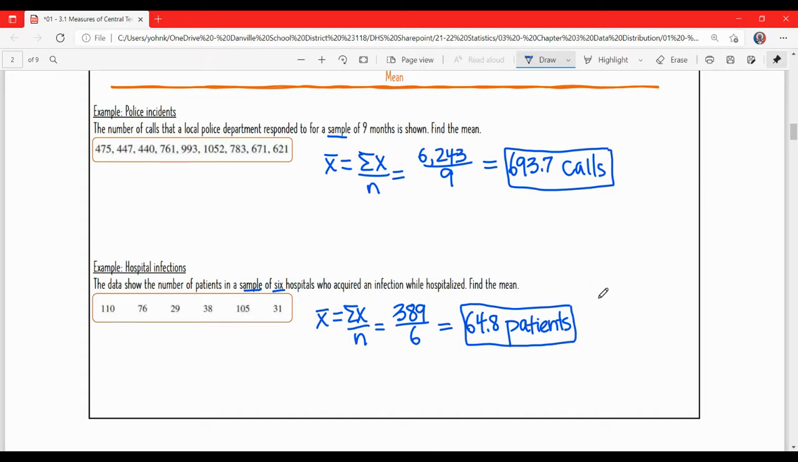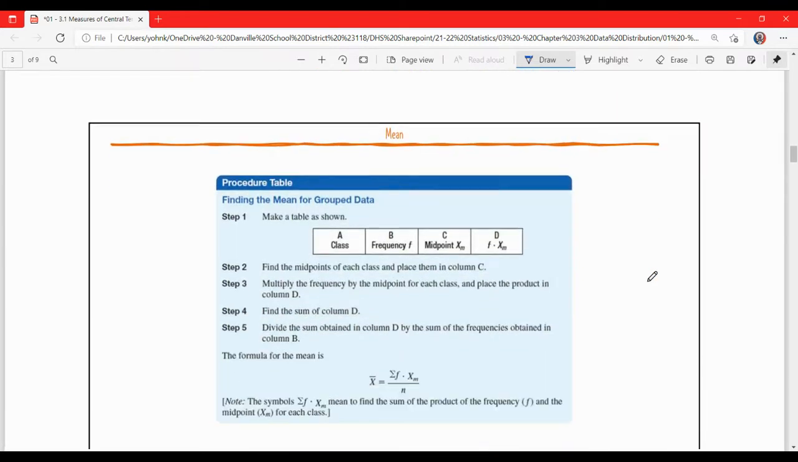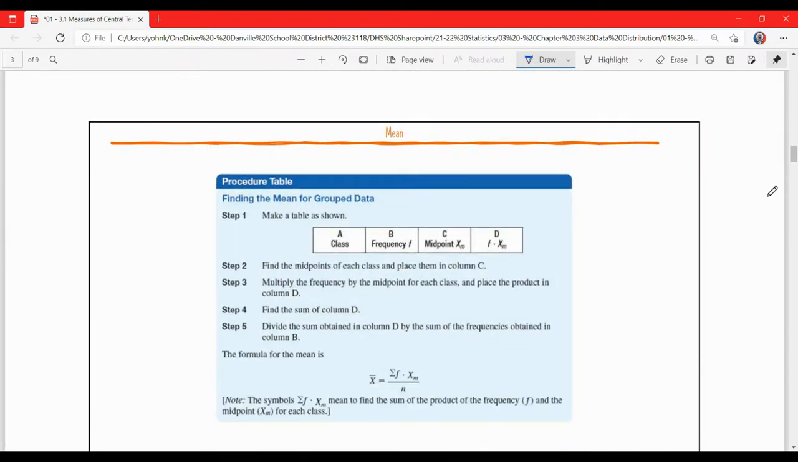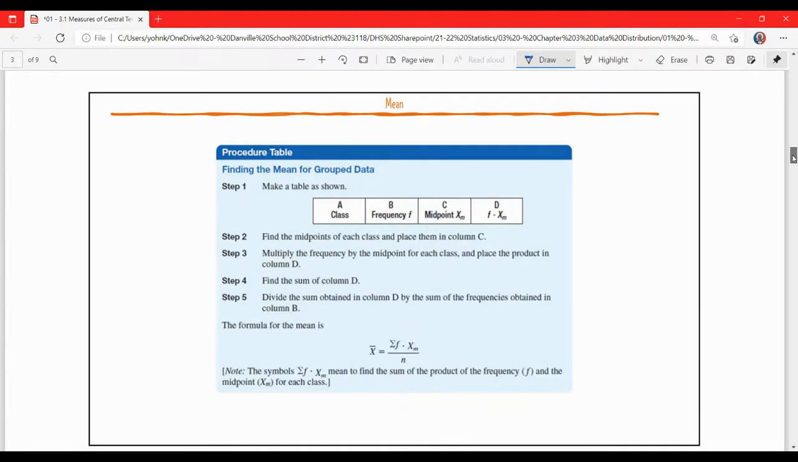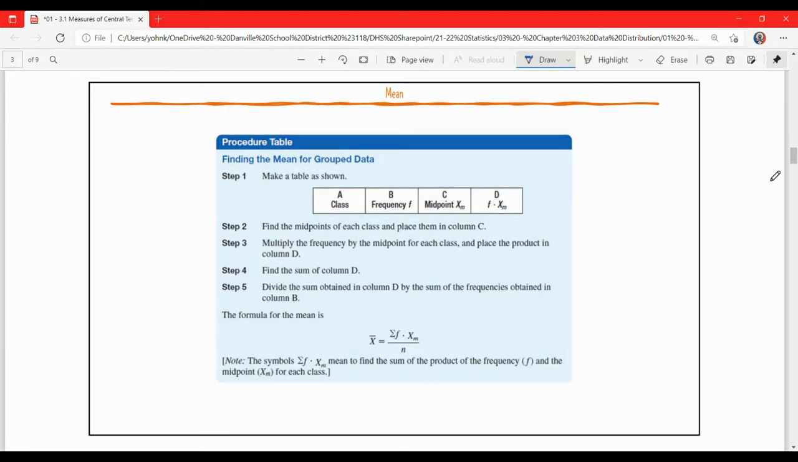All right. You can also do the mean of a grouped frequency distribution. Remember, a frequency distribution is when you have classes and class limits, boundaries, and frequencies. So you don't actually know what all of the numbers are in order to find the average. We do have a way that we can estimate.